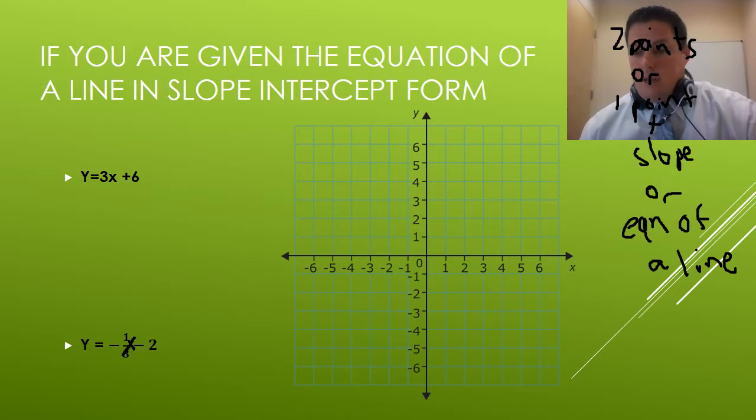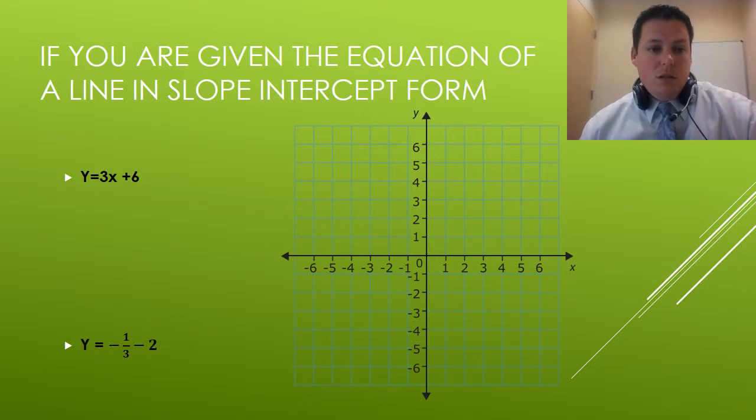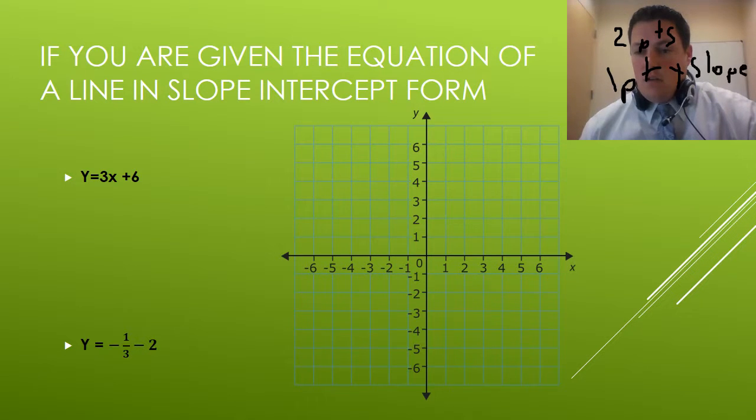So down here, let's go back and review what we need. We either need 2 points, we need 1 point in a line, or in a slope, okay, or we need an equation of a line.